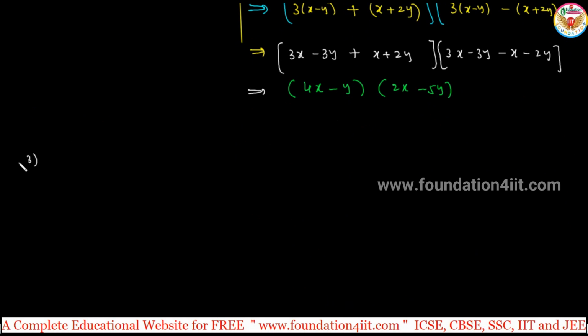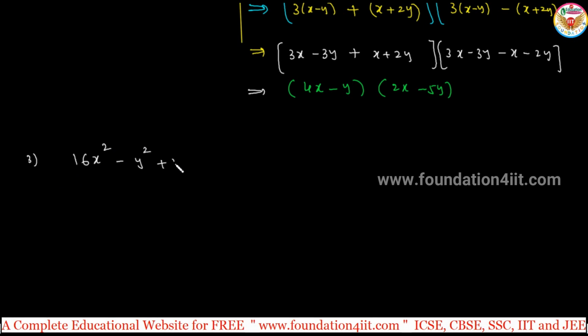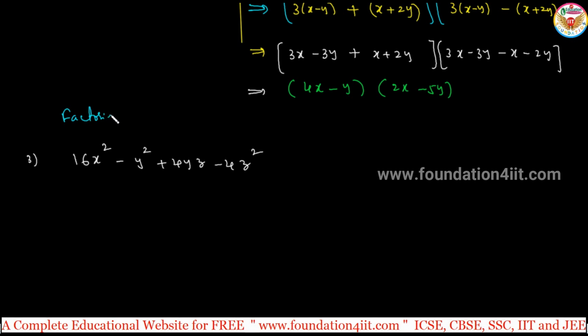The question, one example let me take here. The problem is 16x square minus y square plus 4yz minus 4z square. The question is factorize. So from an examination point of view, they'll just say factorize, they will not say which property is included.